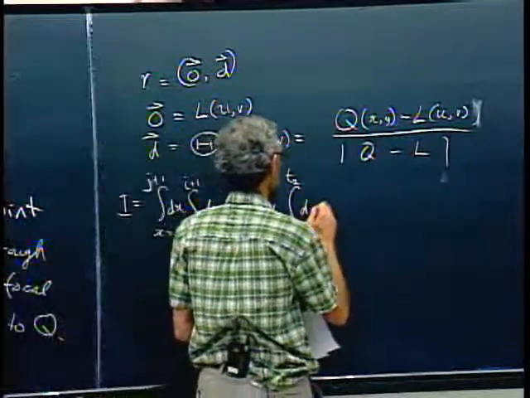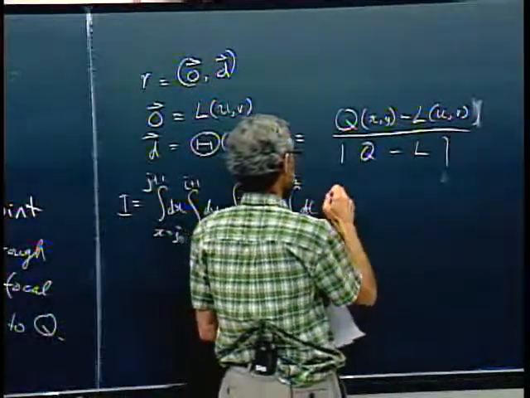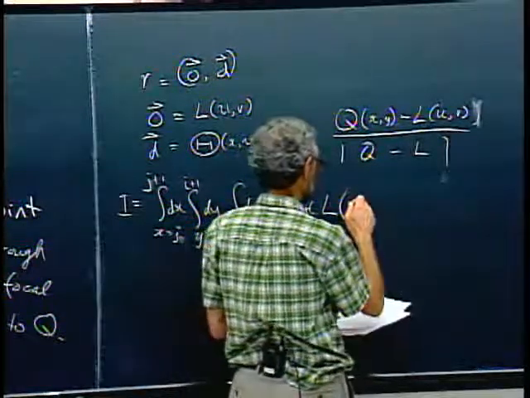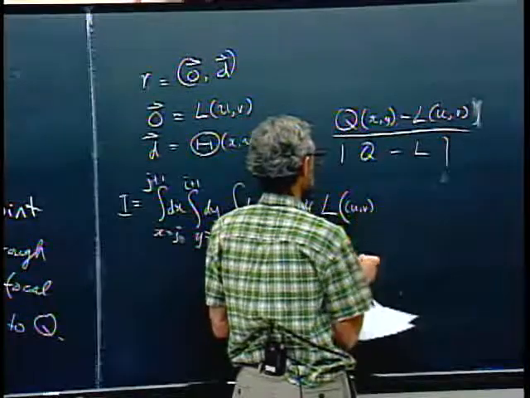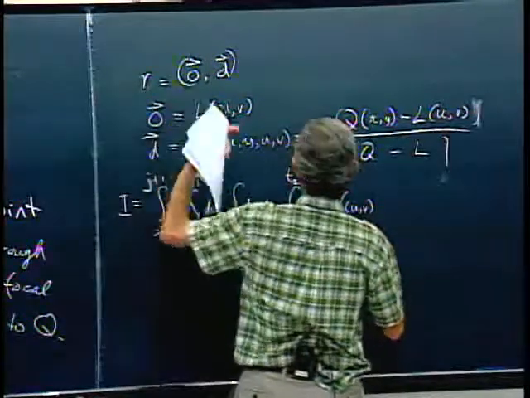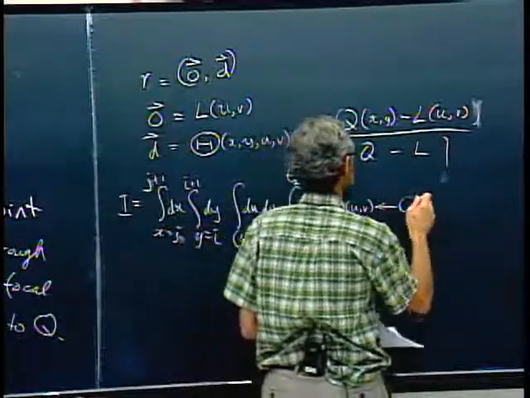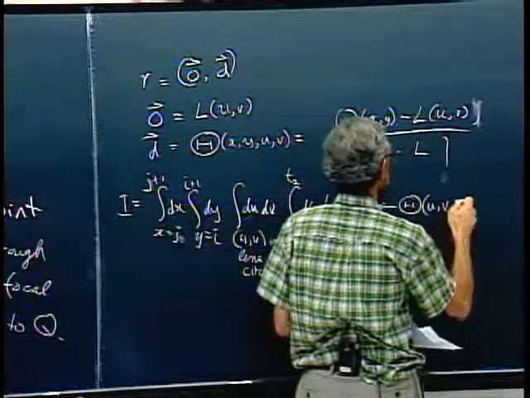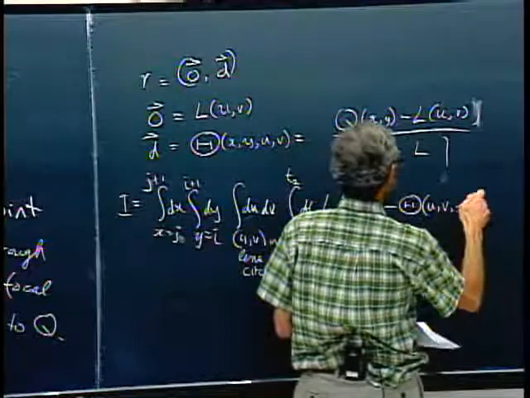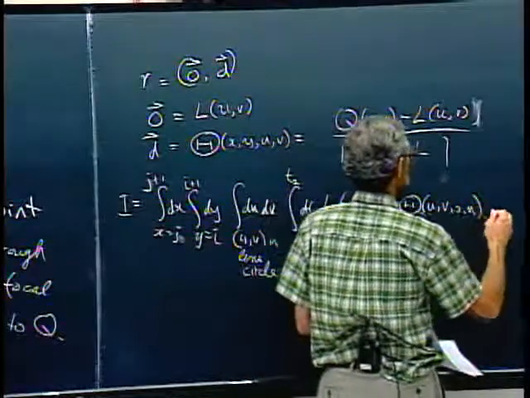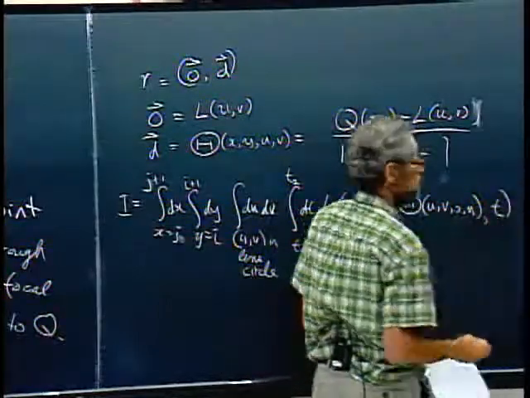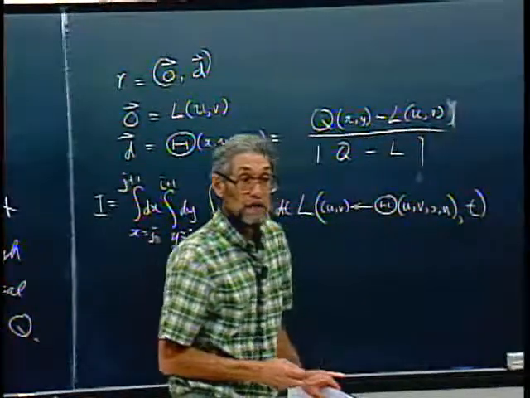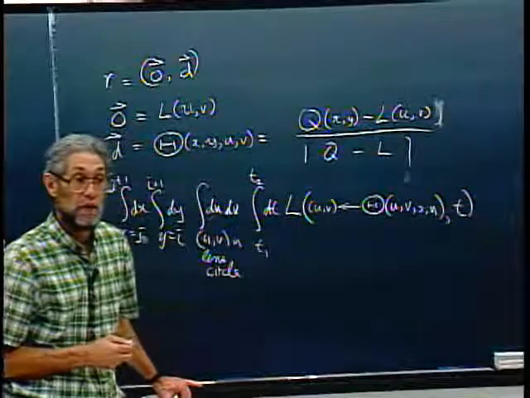So what are we looking at then? We're looking at the light hitting the point u,v on the lens. That's the origin of this ray from direction theta of u, v, x, y. And that light depends on the environment, and the environment depends on the time, because we're moving the objects. And so this is a 5-dimensional integral.